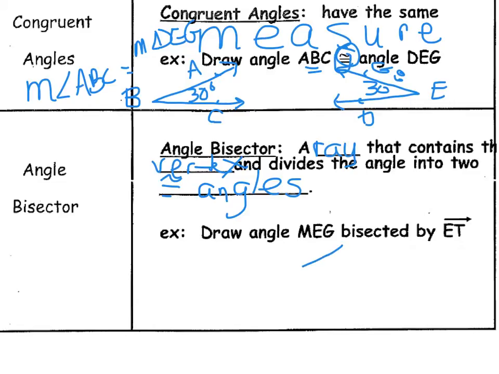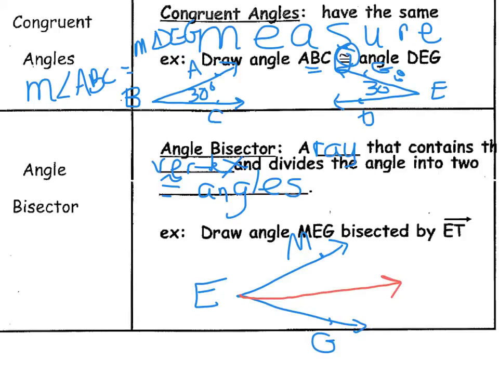So you've got an angle. It says angle MEG. Which one is in the center? Make that your vertex, and then your sides. It's bisected by a ray ET. Notice you're going to start at E, and you're going to make your ray. You need to name it. Make sure you're putting the arrows on the end. And it's bisected, which means it divides it into two congruent angles.